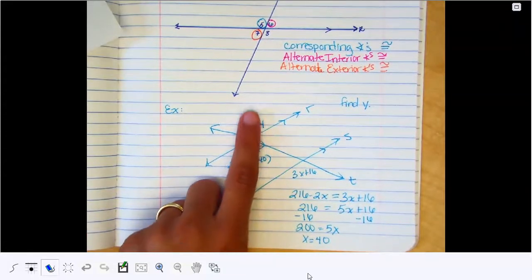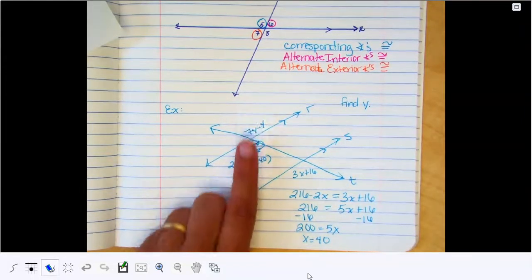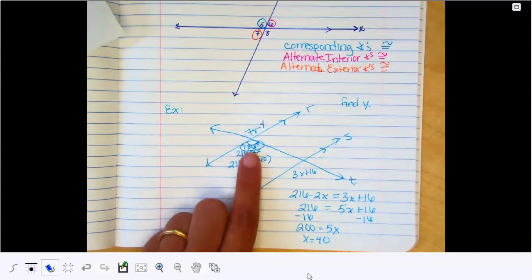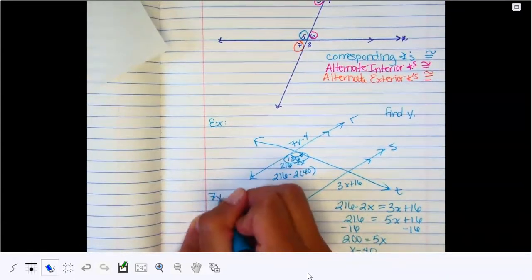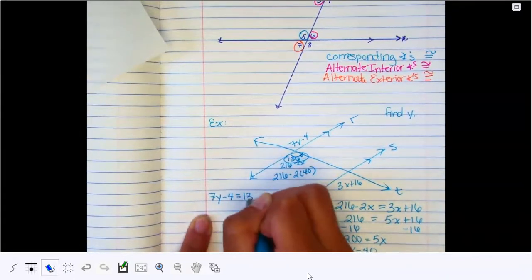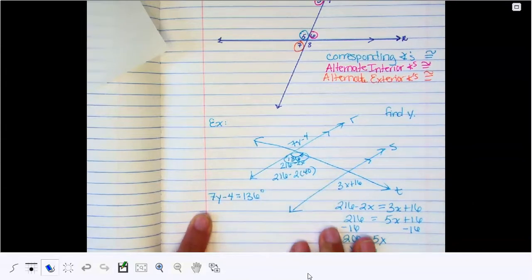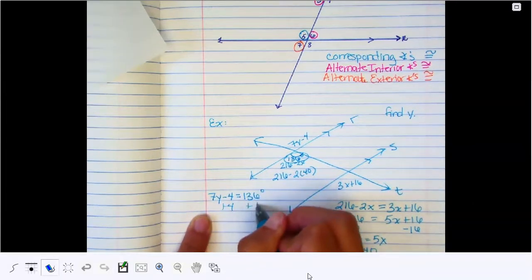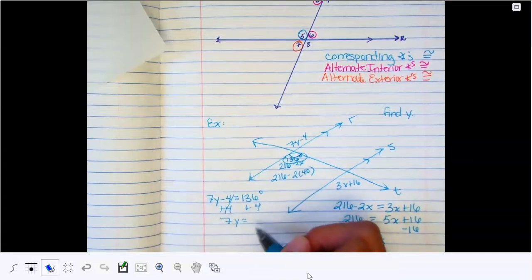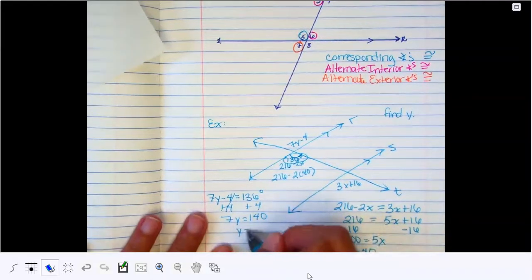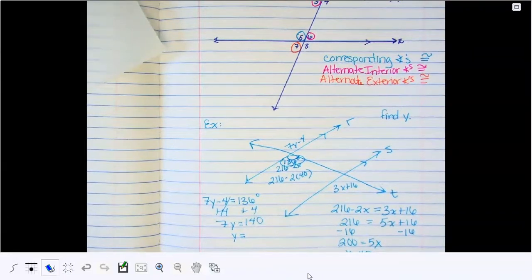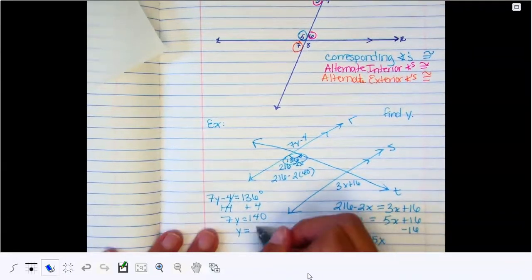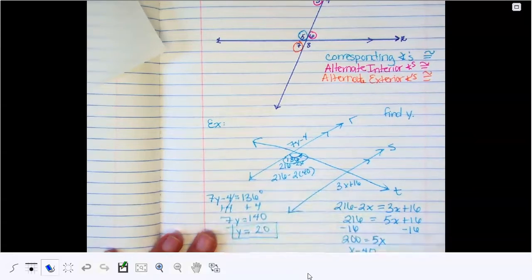Okay, now notice what the relationship is between the expression 7y minus 4 and 136. These are vertical angles, which means that those are also congruent. So we can say 7y minus 4 equals 136 degrees. Add 4 to both sides. 7y equals 140. So y is going to be 20. And that's my final answer.